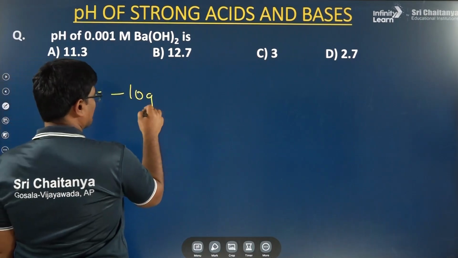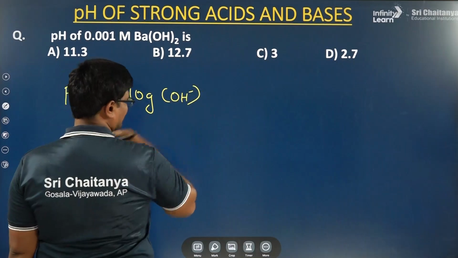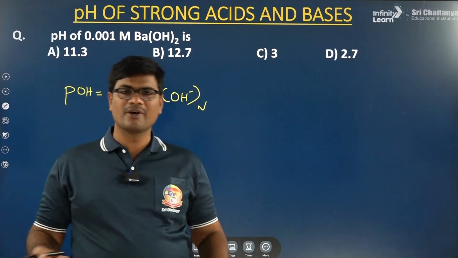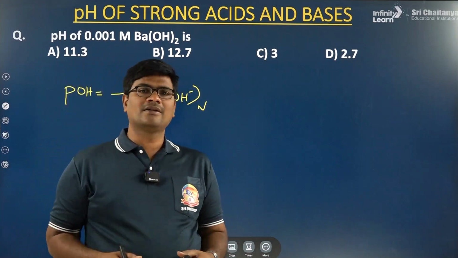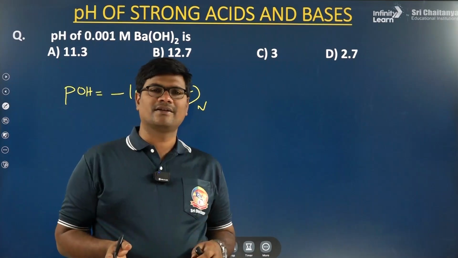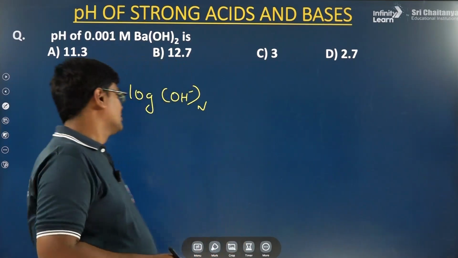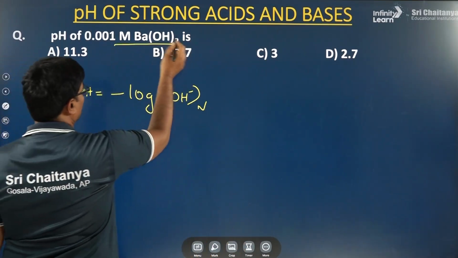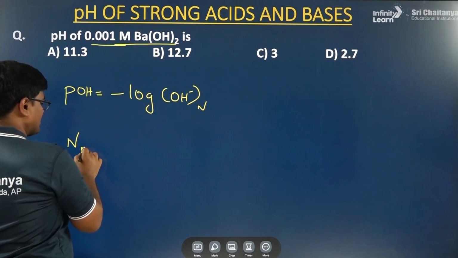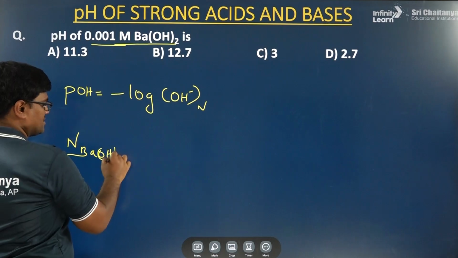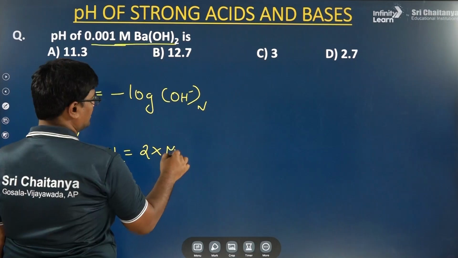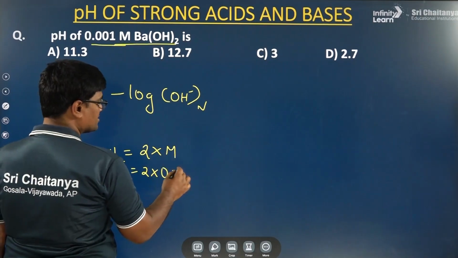The pOH formula is minus log of the OH minus ion concentration. We take normality, not the molarity generally. For OH minus, normality equals molarity. But if the bases are polyacidic, then we have to convert that into normality. Now, here they have given 0.001 molar barium hydroxide. What is its normality, friends? The normality of barium hydroxide. What is its acidity? 2, because it has 2 OH minus ions. So 2 into molarity, therefore 2 into 0.001.